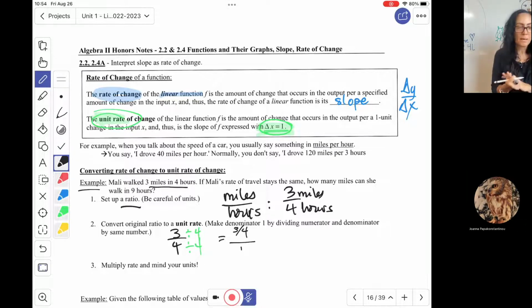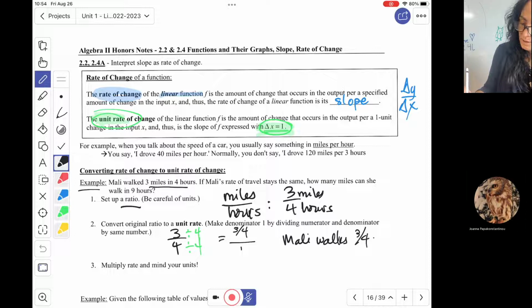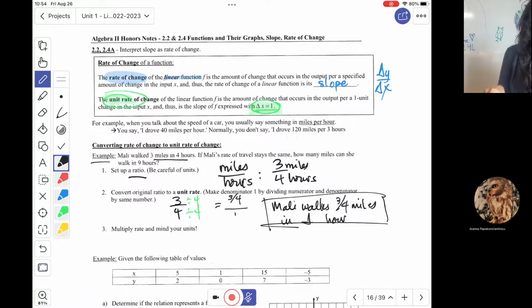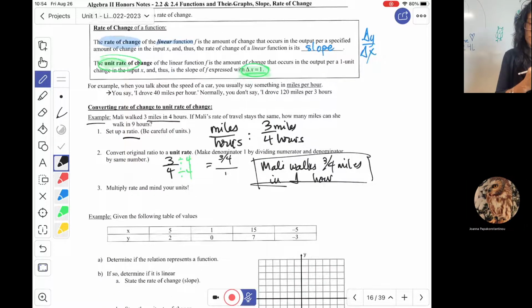So how many miles does she walk in 1 hour? 3/4 of a mile. Molly walks 3/4 of a mile, and that's fine. Or you can say 0.75, I don't care, in 1 hour. These are word problems, so we write our answer in words with units of measure. So we have to be careful, right?